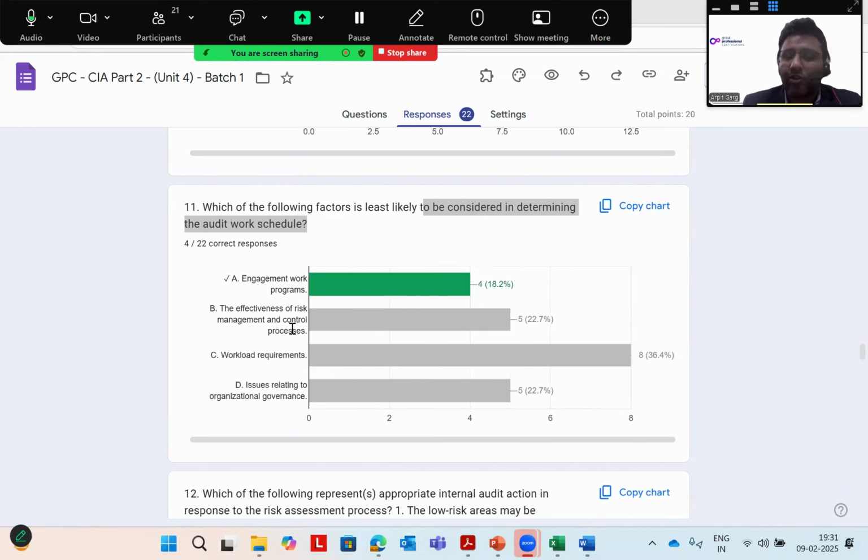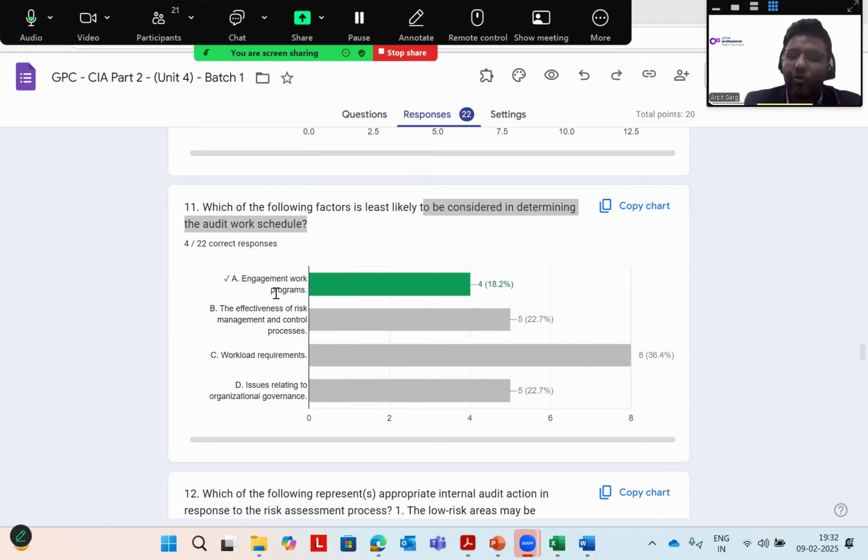Let's say if there are poor controls, you will put more emphasis. Let's say if there is too much data, too much complexity, of course your workload will increase, so that will impact your audit work schedule, right? How well the GRC process works will impact your work schedule. So workload requirement is in terms of the complexity of the process, in terms of the volume of the process, all of that.